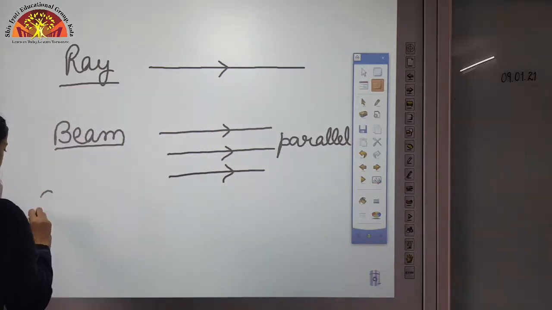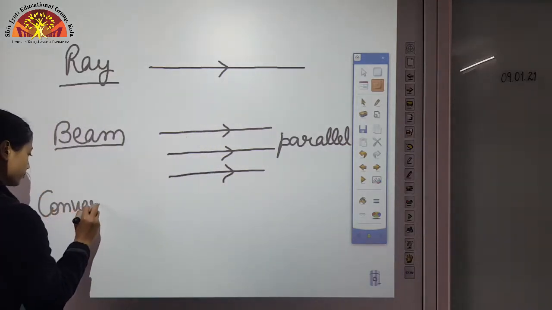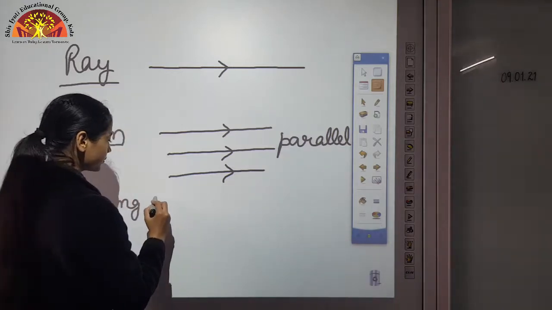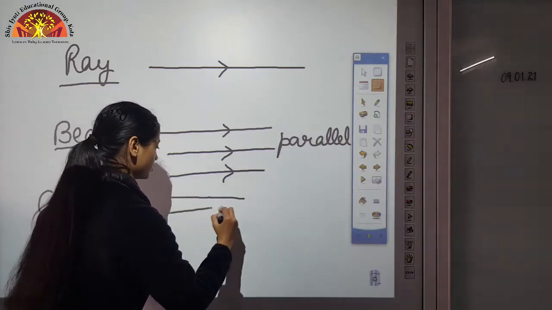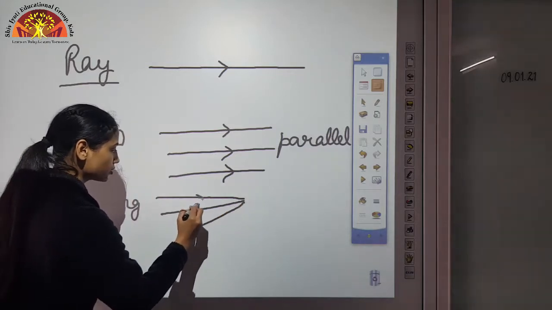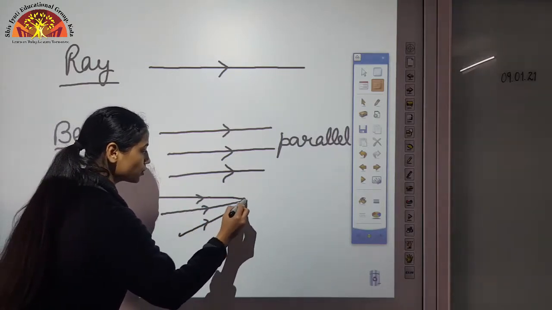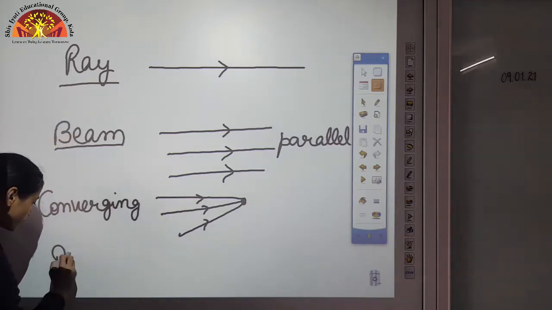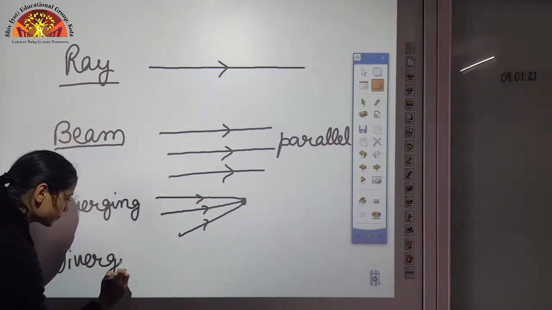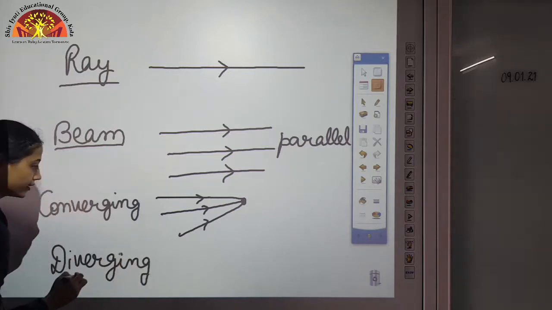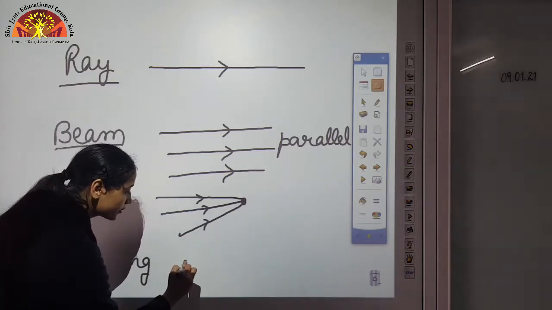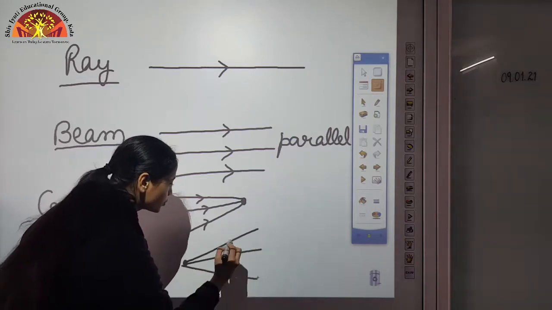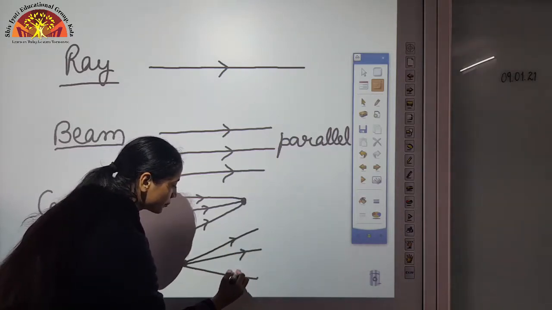The second type is the converging beam, in which the light rays meet at a point. You can see all three light rays are meeting at one point. Then the other type of beam is the diverging beam, in which light rays separate out from a point, and this type of beam is known as a diverging beam.